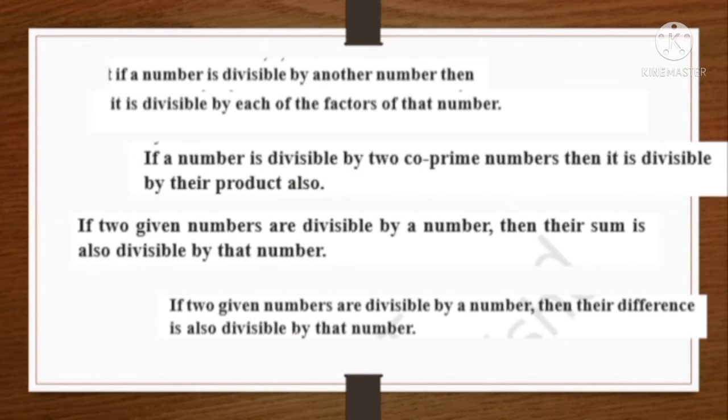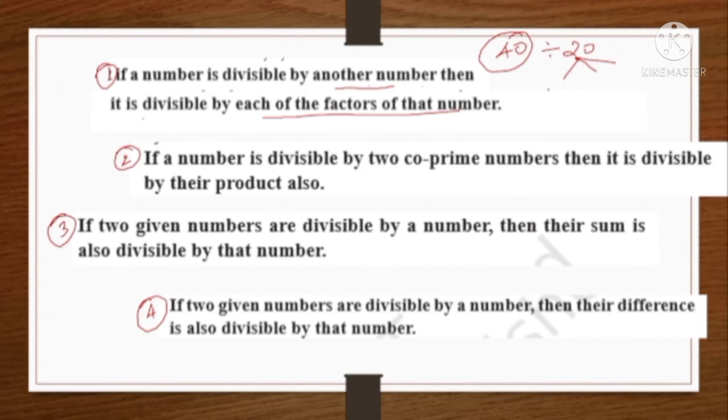The first rule is, if a number is divisible by another number, then it is divisible by each of the factors of that number. Example, if you just consider a number 40. This 40 is divisible by 20, isn't it? 40 வந்து 20 tablesல போகும் இல்லையா? Then what are the factors for 20? 20 உடைய factors என்னென்ன? 1, 2, 4 and 5, isn't it?